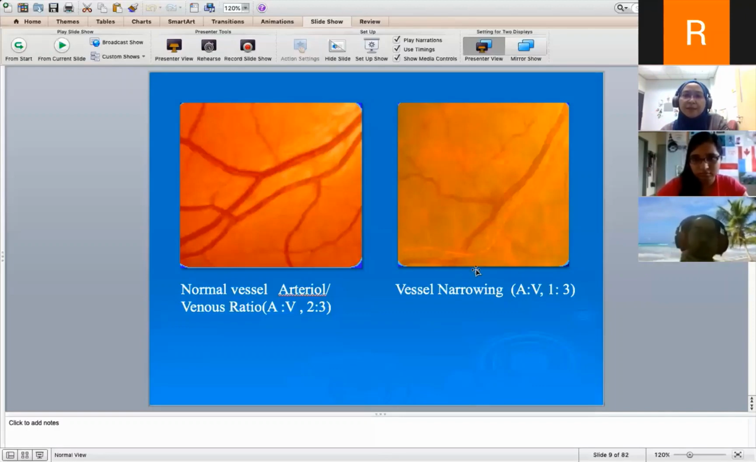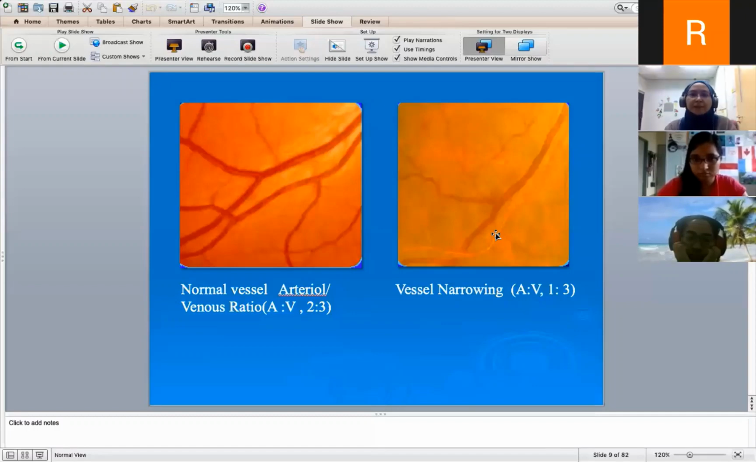Now again, you can see the artery is crossing over the vein, right? So you get vessel narrowing, and the AV ratio will be much reduced, so 1 to 3. The moment you get this kind of change in a patient, in all quadrants, you can easily diagnose the patient to have hypertension. Okay, chronic hypertension, not the acute one.